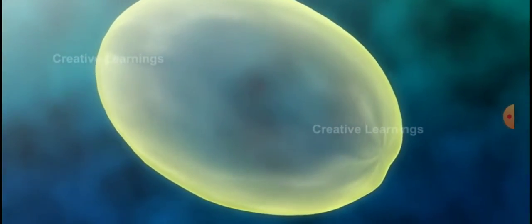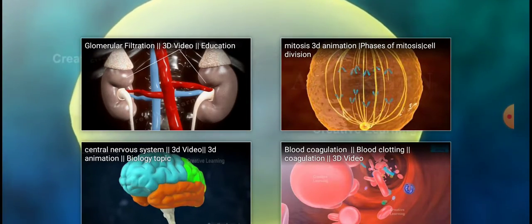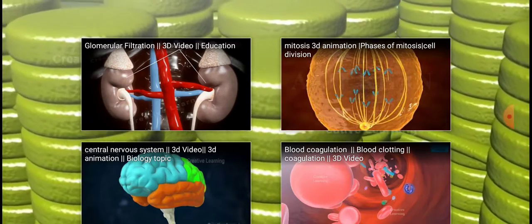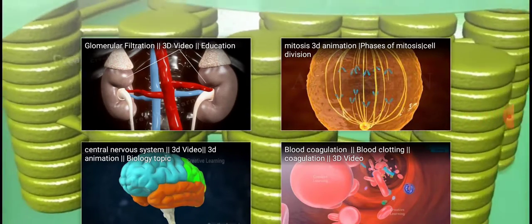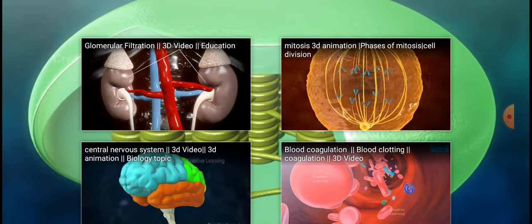Vacuoles are single membrane-bound organelles which are required for the purpose of storage and waste accumulation. The final difference is the presence of chloroplast in the plant cells. Chloroplasts are the green-colored double membrane-bound organelles which carry out photosynthesis for the plant.